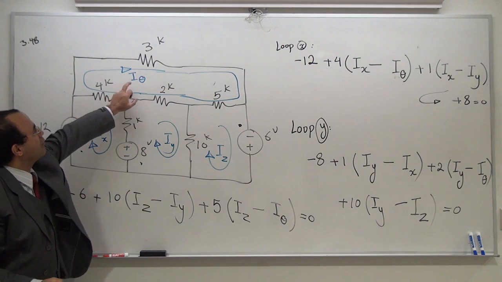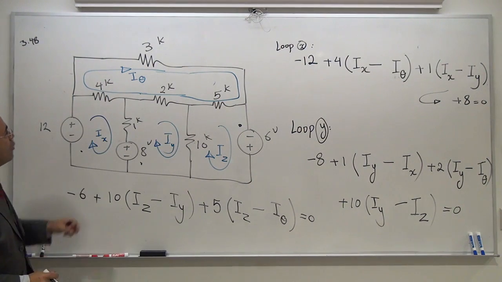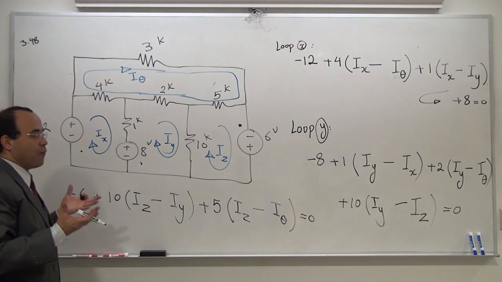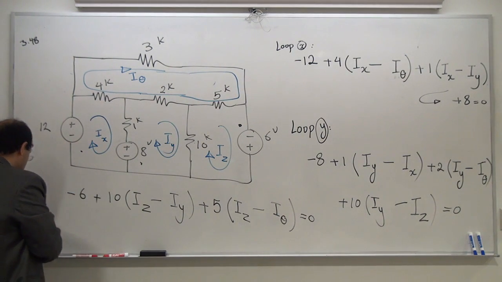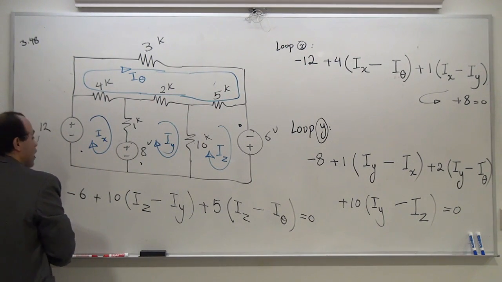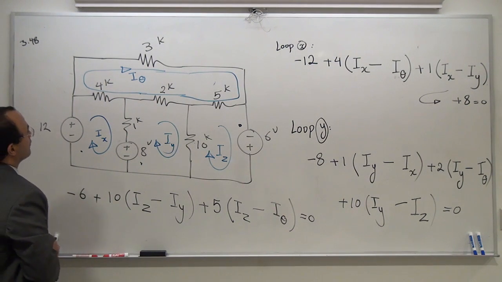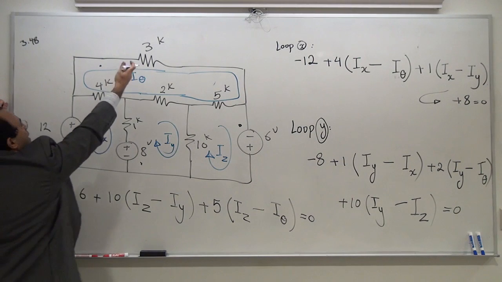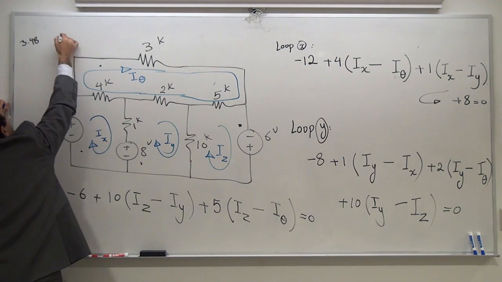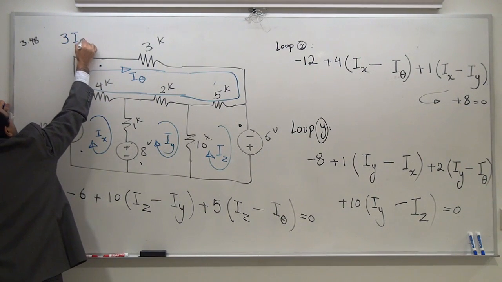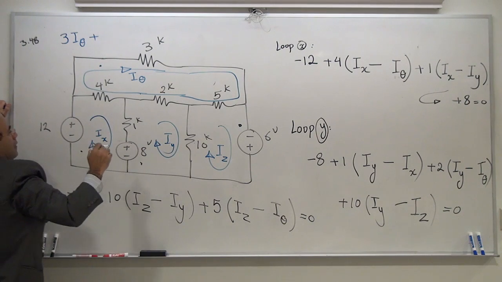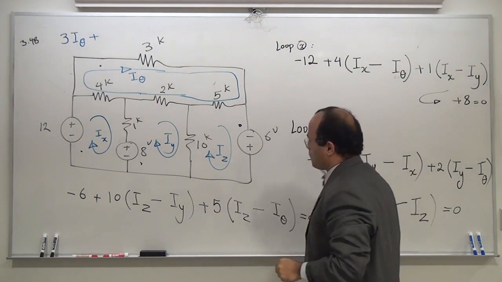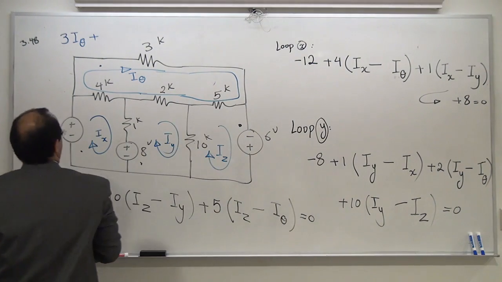Finally, let's write the equation for loop theta. Loop theta: 3K, 5K, 2K, 4K. I have 4 components, so I need to write 4 terms. Let's begin from this point. 3K sees only theta, so 3 I theta. It's always plus, except if it is forced upon me.